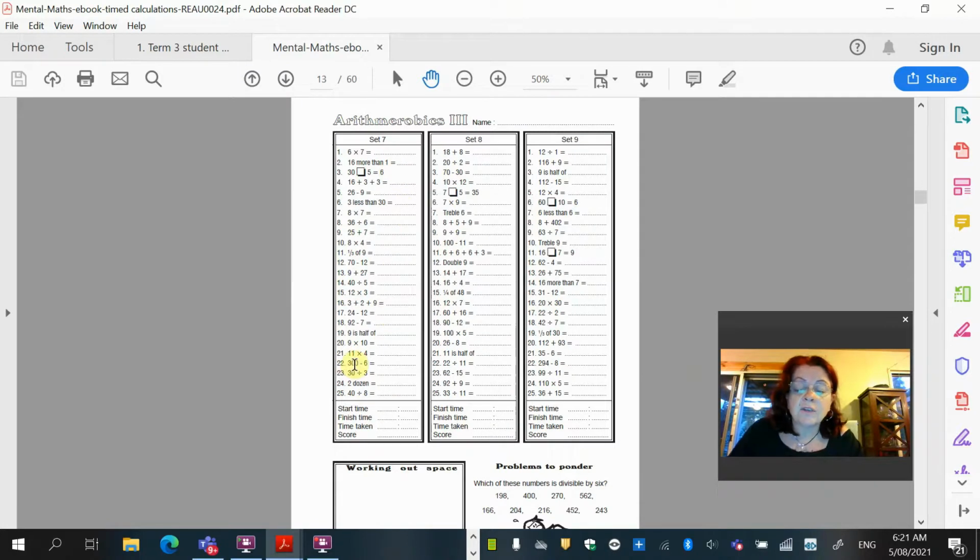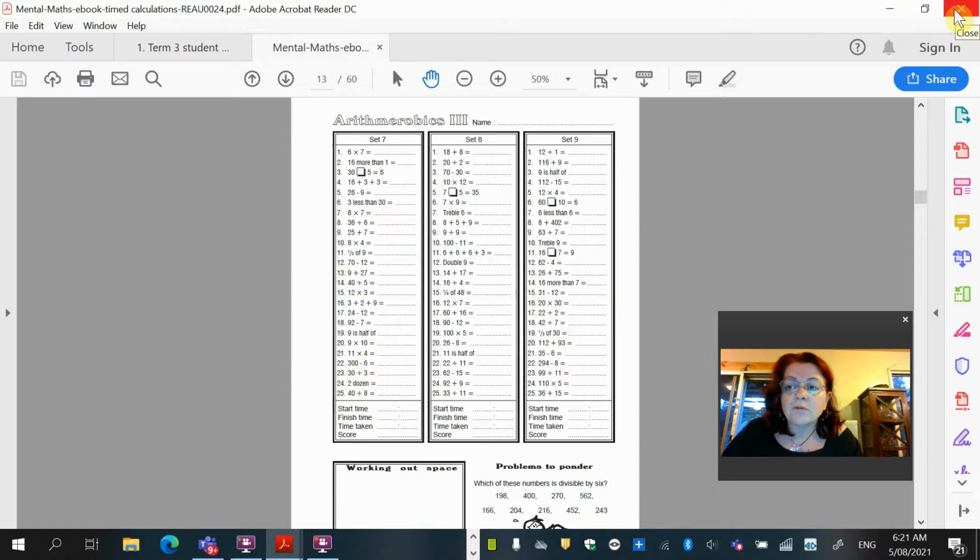These questions are really good because they use not only mathematical equations, but they also use everyday language such as 16 more than, or 2 dozen, or 16 more than 7, double 9. And so it gets you thinking that way, speaking about maths, as well as getting used to doing the equations.